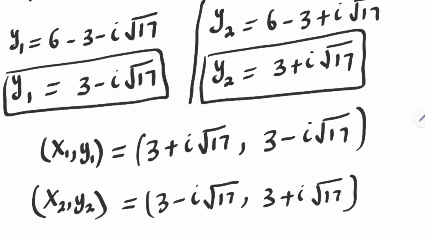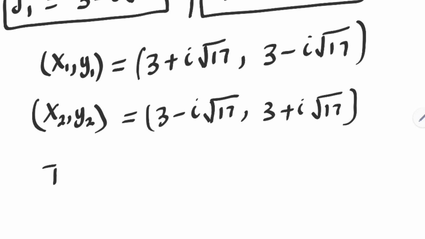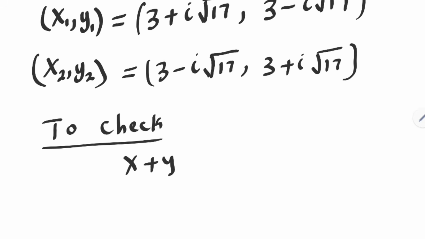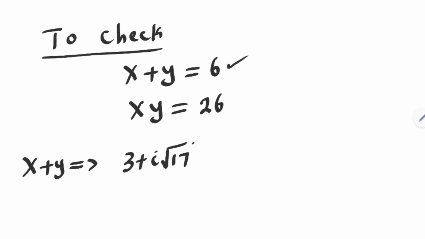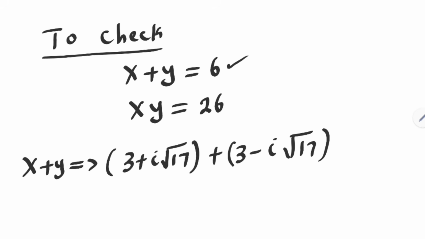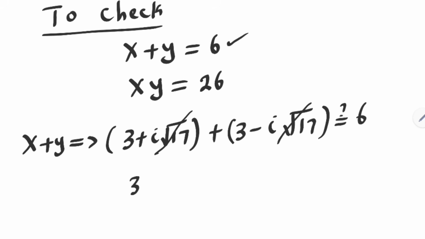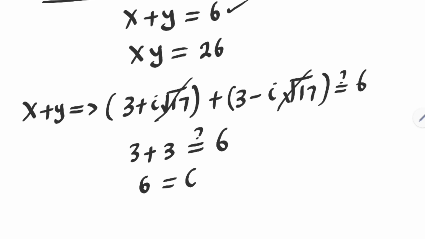We may check to confirm if the answer is right or wrong. Let us check. To check, we have the given equation. x plus y is equal to 6. xy is equal to 26. Let us consider this. x plus y, this can be written as 3 plus i square root of 17 plus 3 minus i square root of 17 must be equal to 6. Here, this cancels this. We have 3 plus 3 must be equal to 6. And of course, 3 plus 3, this is 6, is equal to 6, which is true.